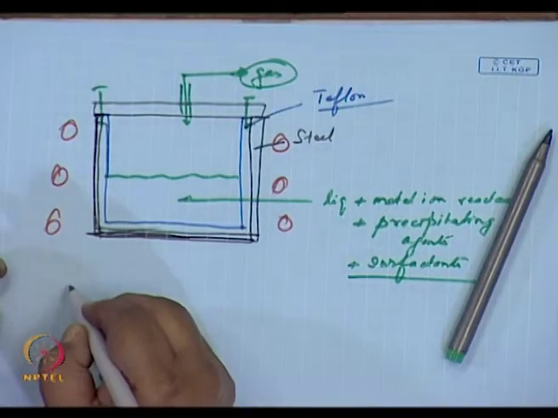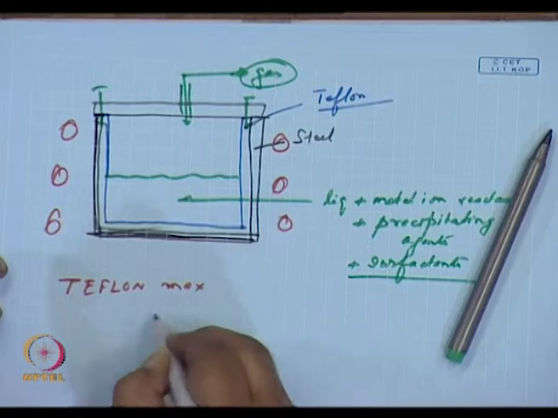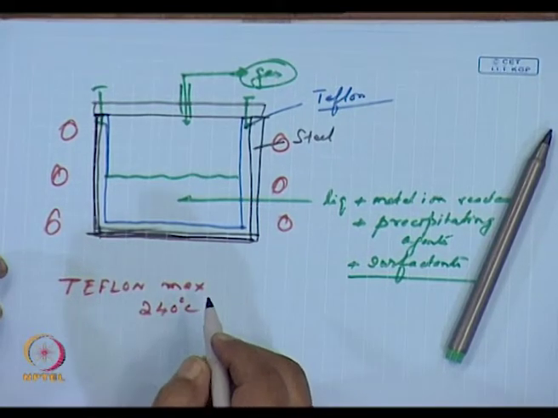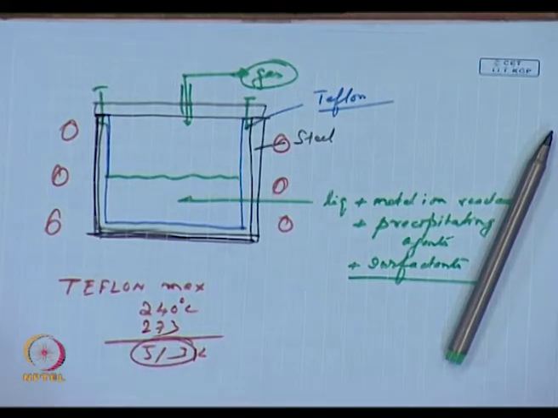Teflon has a limitation. Teflon can go up to a maximum of 240 degrees centigrade, which means 513 Kelvin. This has been a severe limitation of hydrothermal synthesis. Because we are using steel, steel will corrode. So, to protect the steel, we put in a Teflon lining. The Teflon lining softens. So, with all those conventional reactors that I showed you, the maximum temperature they can go up to is 510 K.